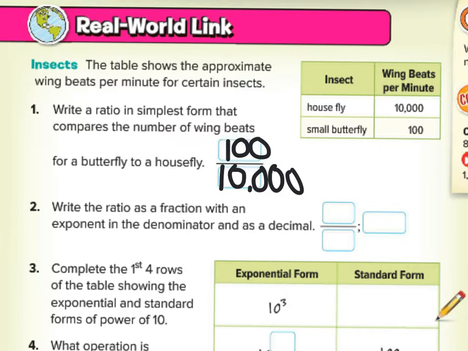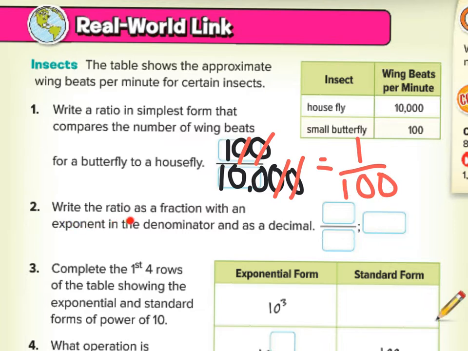Now, if I take a 0 here, I have to take a 0 here. If I take a 0 here, I take 1 here. And what am I left with? I am left with, on the top, 1 to 100. Do you see it? Right? This is a comma, by the way. We put a comma every 3 place values. So for every one time that a butterfly flaps its wings, the fly will flap it 100 times.